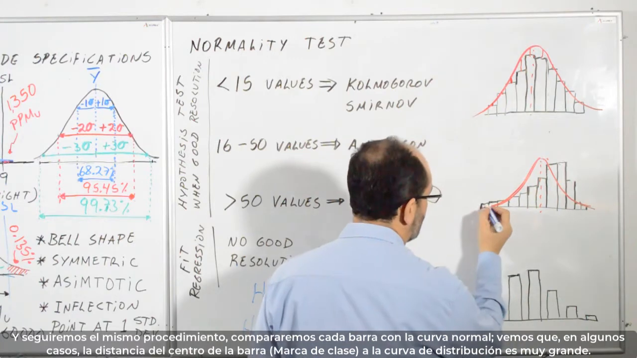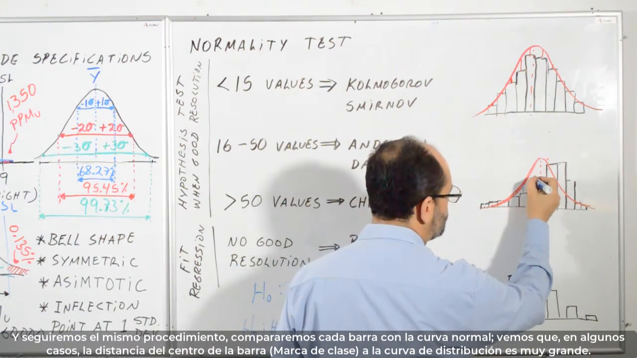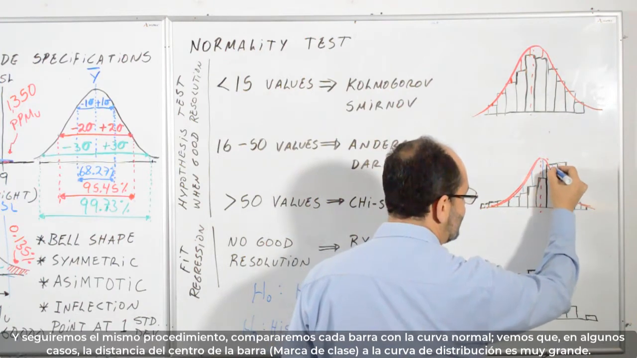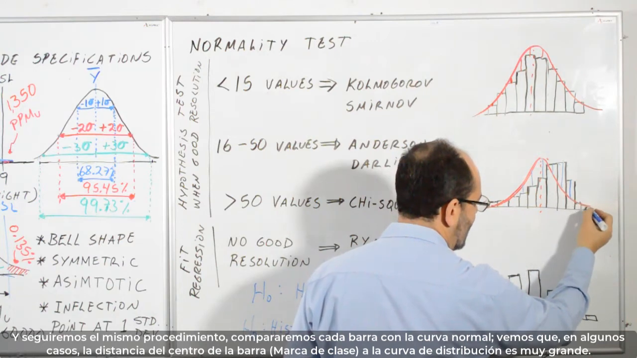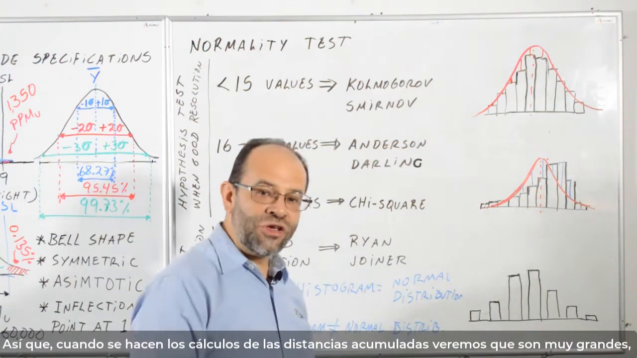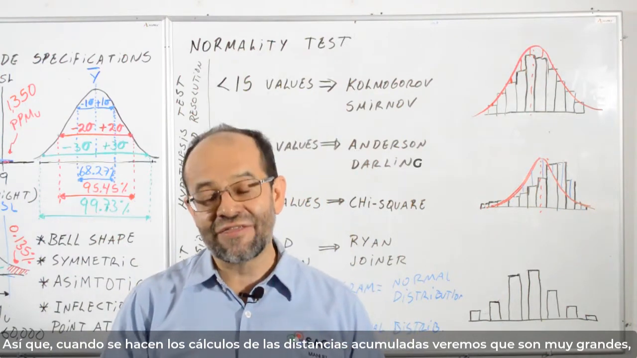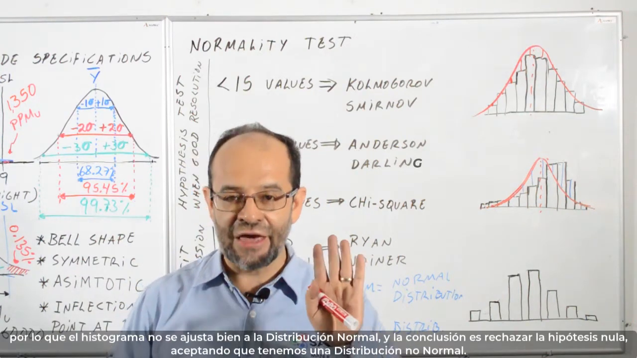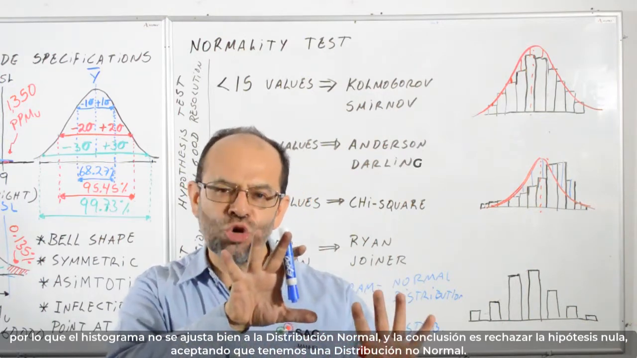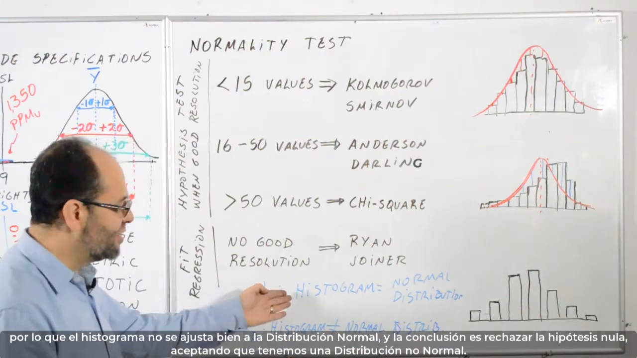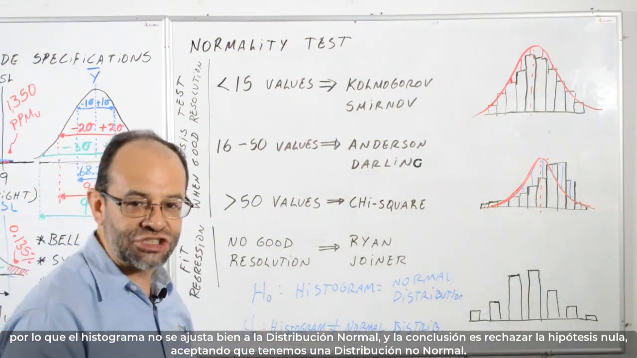the bar with the curve. And of course, you will see that in some cases, the distance is very big between the center of the bar, the class marks, and the curve. So when you do the calculation of the distances, you will have that they are very different, that the histogram is not fitting well to the normal distribution, and then your conclusion is to reject the null hypothesis and accept that you are having a non-normal distribution.